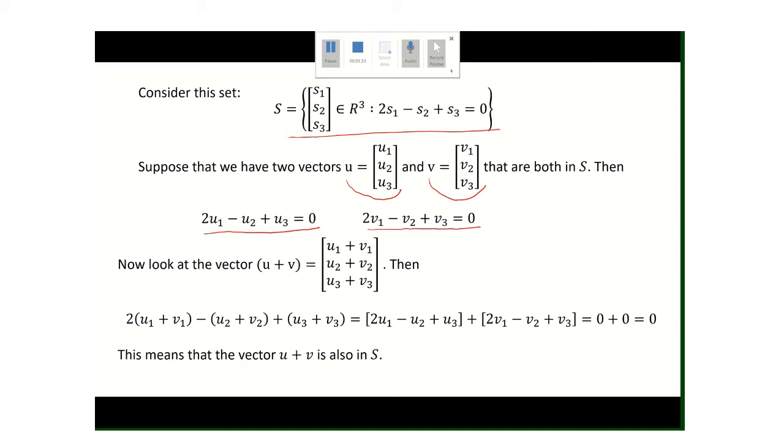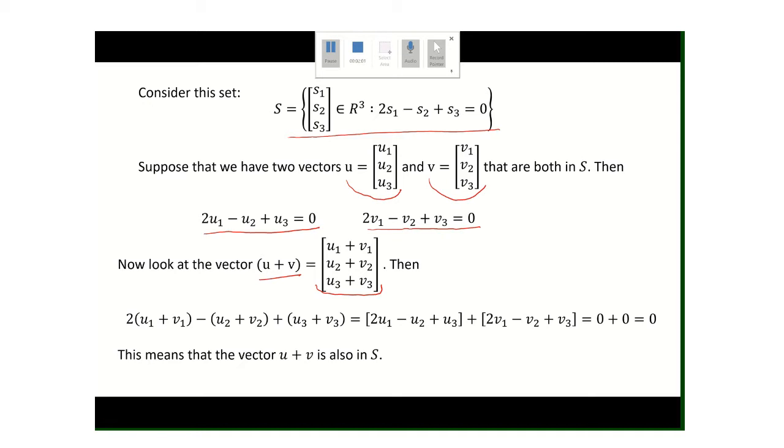And now I'm going to say, what happens if I add them together? Well, when I add them together, I just get a third vector. So if I take any of those two examples or any other two vectors in there and add them together, I get a new vector. That vector is u plus v. So I've just added them together. What is u plus v? Well, when you add vectors, you just add the components. So that's what u plus v looks like.